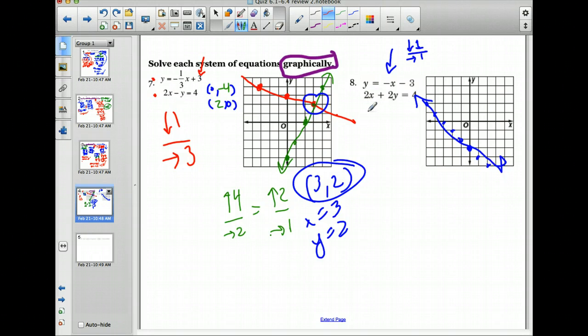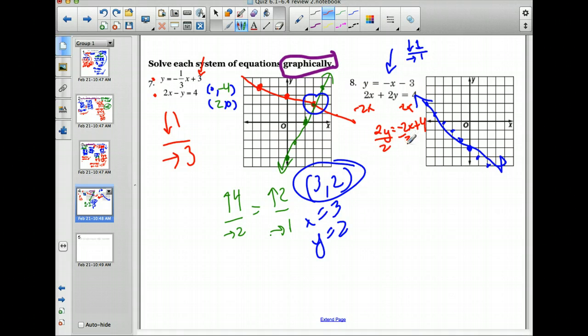And then my intercept method. The other way you could do this is solve for y. So I'll show you that way too. You just saw the cover-up method there. So I'm going to subtract 2x. So I have 2y equals negative 2x plus 4.